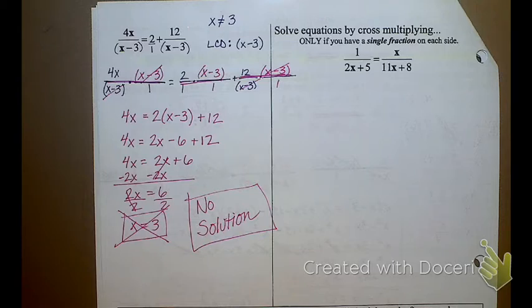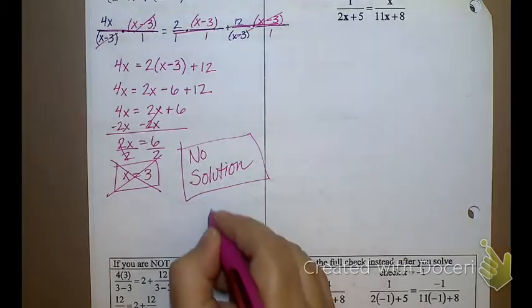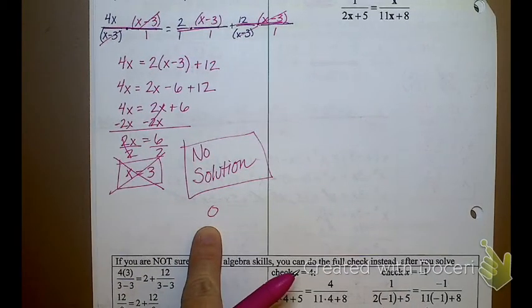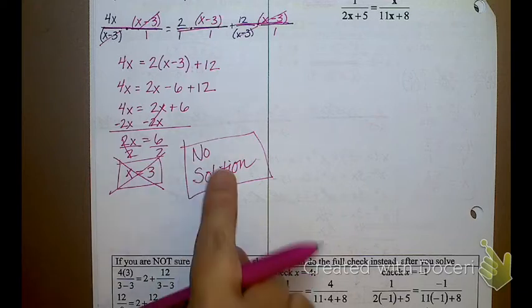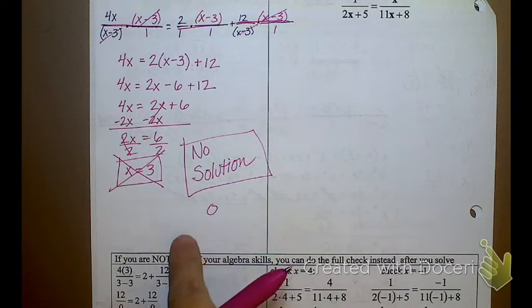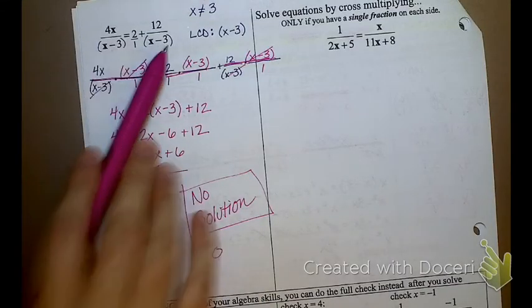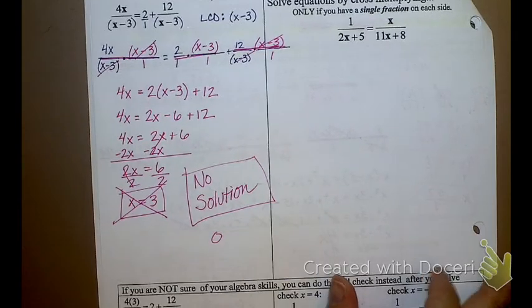Okay? Questions there? Now, you know the difference between no solution and that. That is a solution. It's a solution of 0. No solution means that even 0 doesn't work. There is no number that you can plug in for x into this equation and get a true statement.